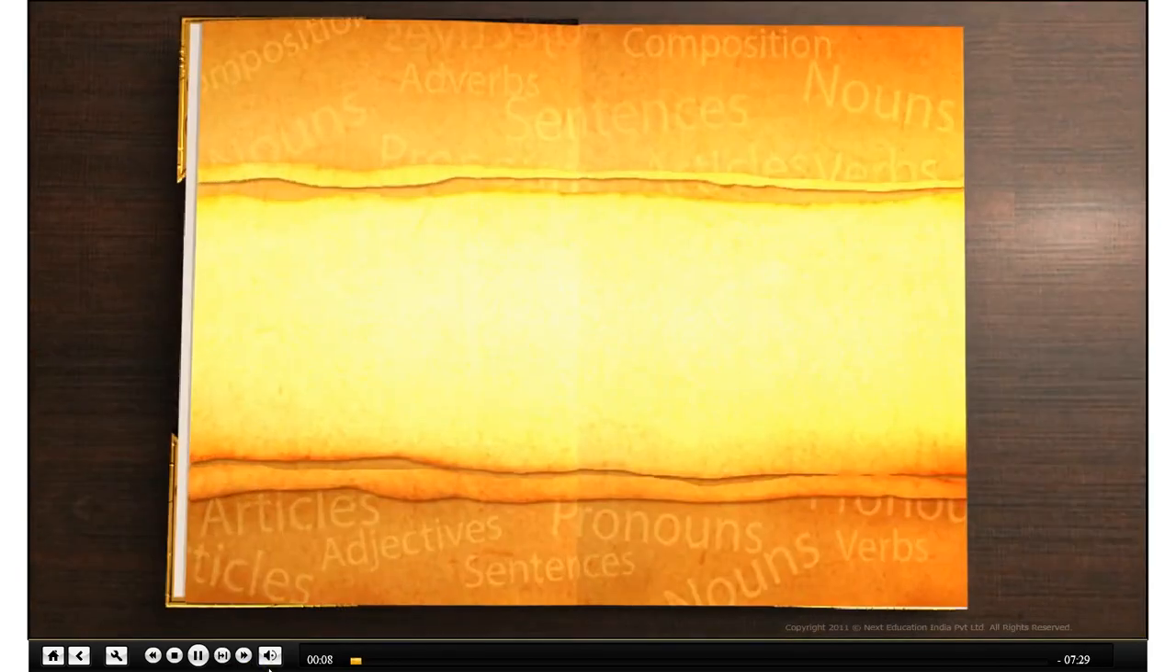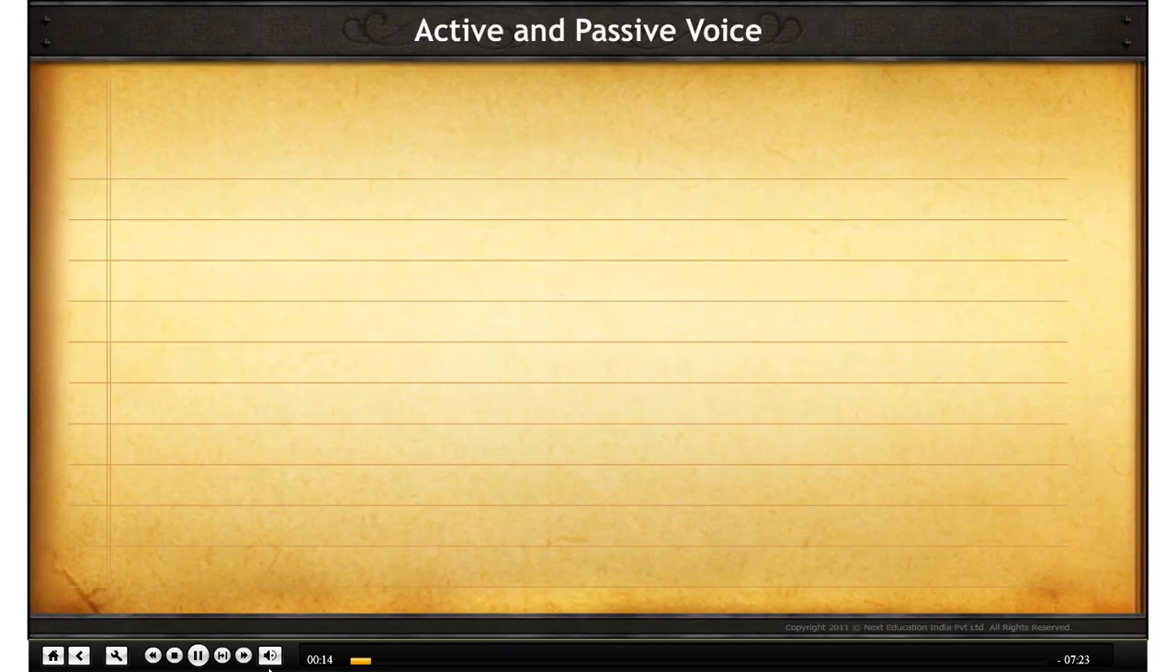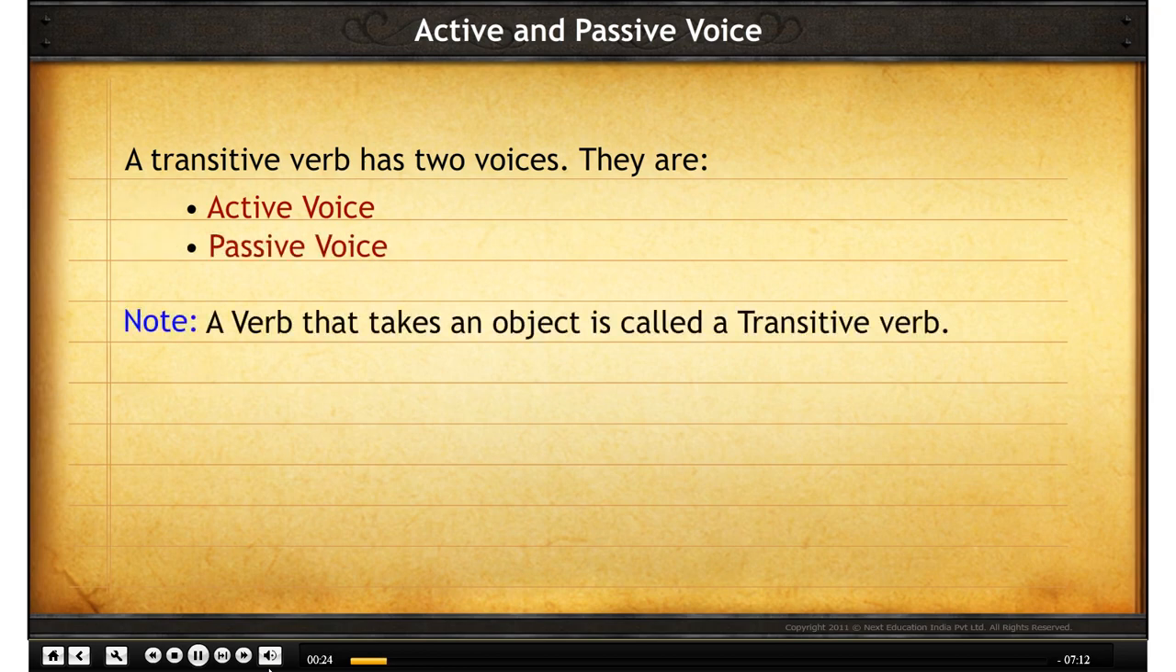Welcome to this session on active voice and passive voice. A transitive verb has two voices. They are active voice and passive voice. Remember that a verb that takes an object is called a transitive verb.